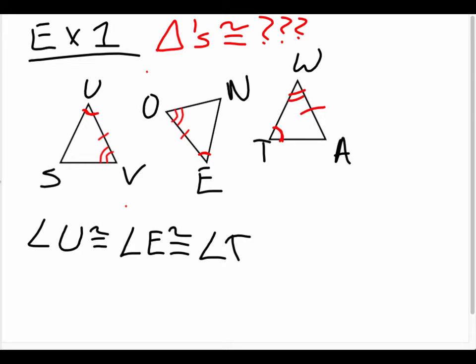So it looks like there's 2 triangles that are congruent and maybe one isn't, right? But we got to prove it. We got to show it. We got to go through the steps. You guys are smart. You already figured out which one it is, right? But let's go through the steps and make sure.